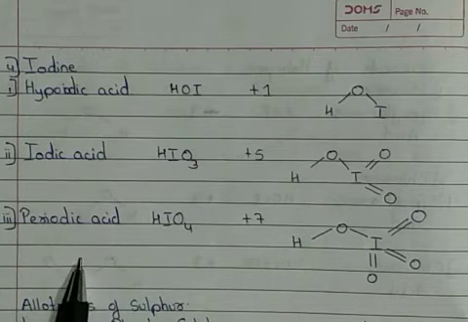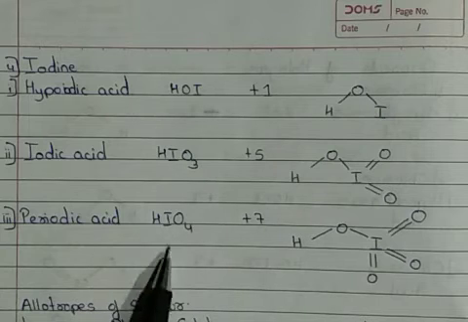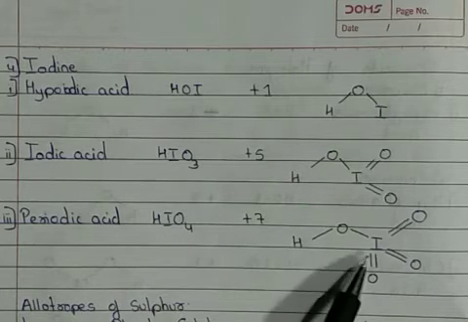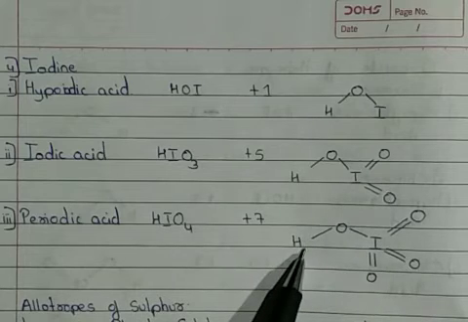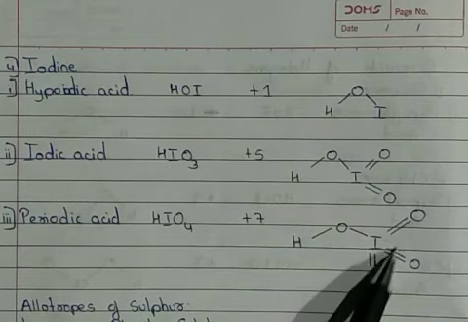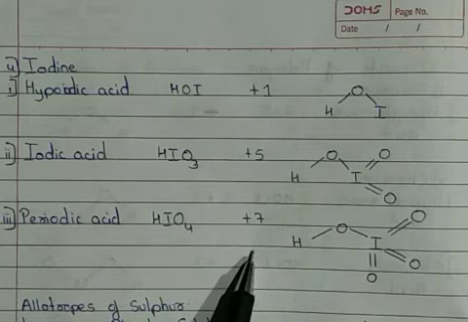Next is periodic acid, that is HIO4, or you can write it as HOIO3. In this, the central I will have 3 double bonded O and 1 single bonded OH. So again you can see that it has 7 bonds. So its oxidation state will be +7.